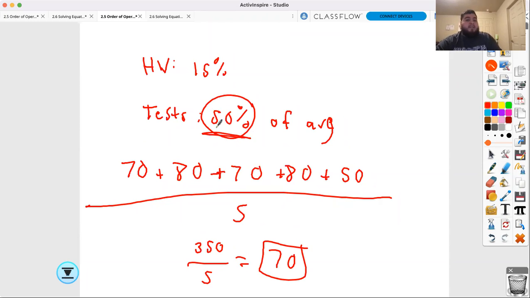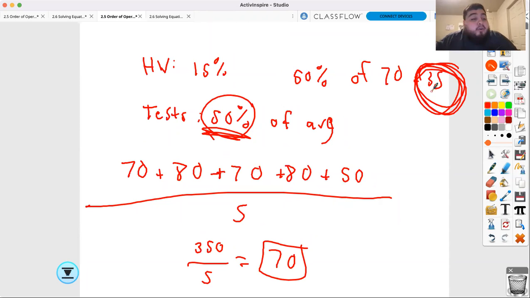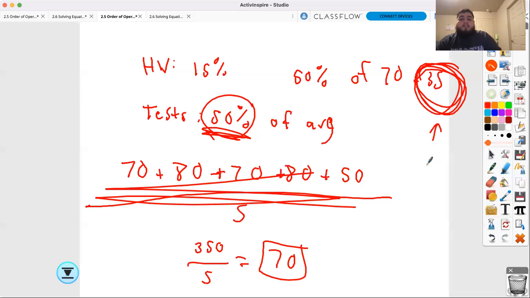So then we get 50% of this average. 50% of 70, the average, is 35 points. So this is going to go towards our final grade in the class. The higher the average, the more points go to your final grade. So that's how averages are really utilized in real life, and you want to understand what you do.